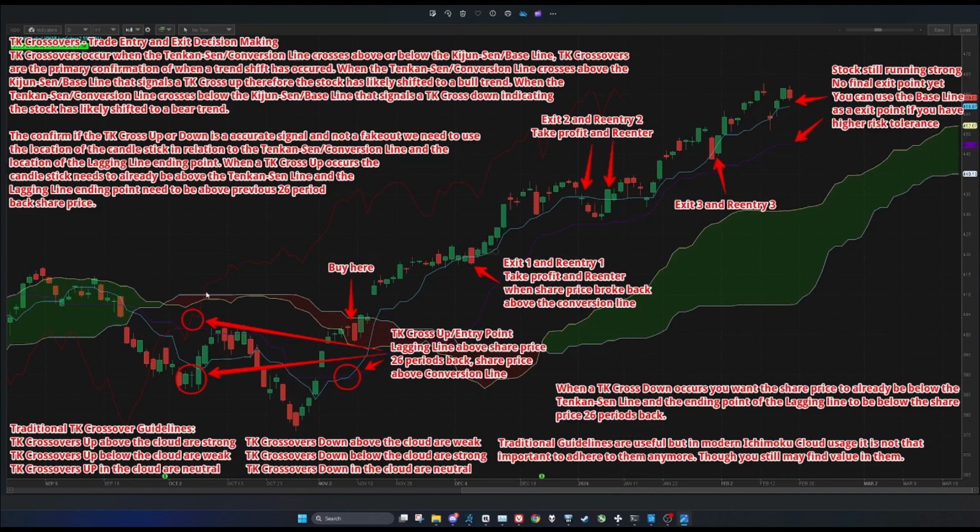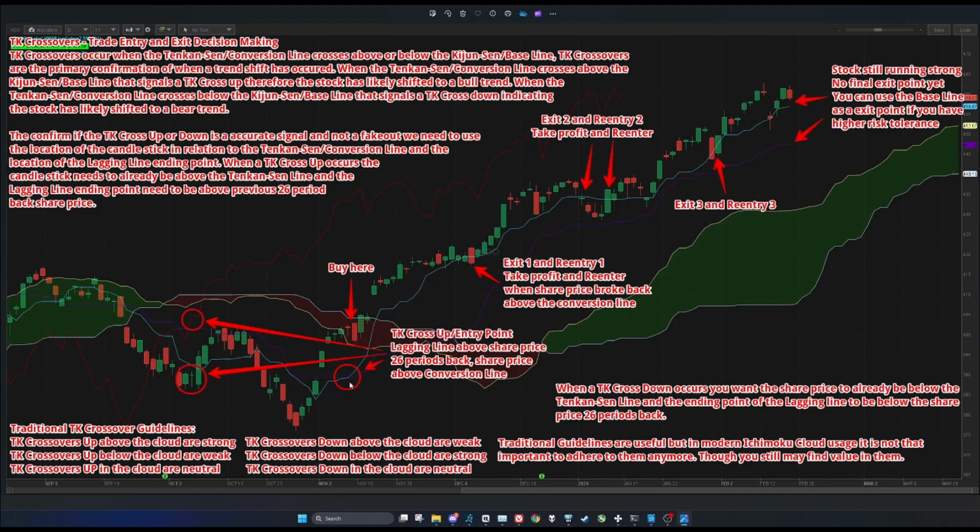So in a TK crossover to the upside, that means that the overall trend of the stock is likely to have shifted to the bulls. So when you have a TK crossover to the upside, like right here, where you have the Tenkan-sen conversion line crossing above the Kijun-sen baseline, blue line crossing above the purple line, that means that the Ichimoku Cloud indicator believes that an overall trend shift has occurred and the stock is currently on a bullish run.